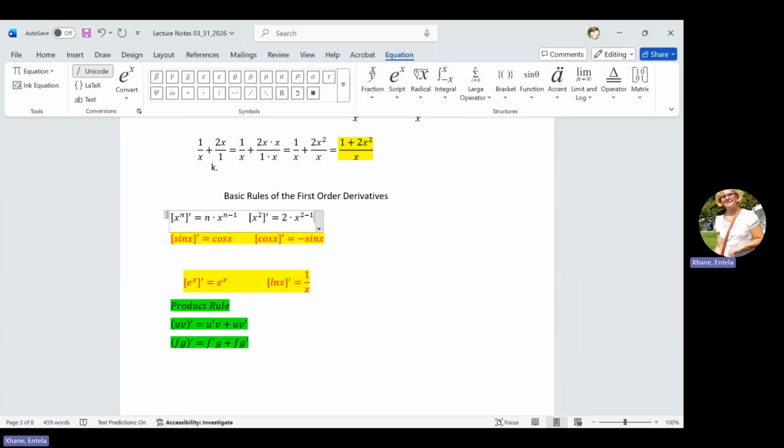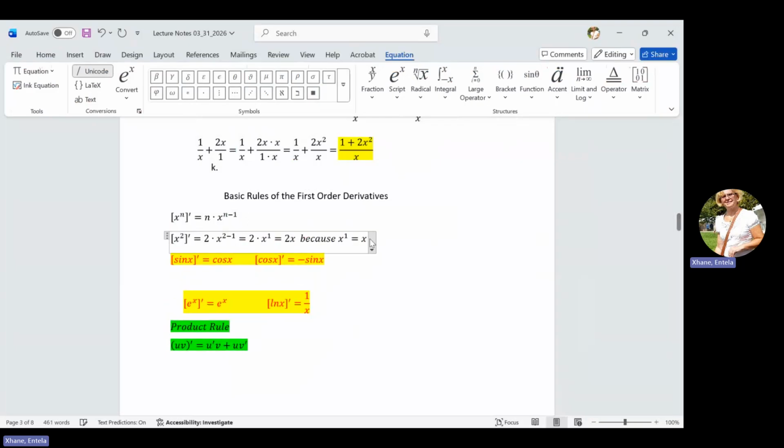So altogether, let me add an additional step. This is 2 times x to the power 1. And this is why this is a special case. It's going to be 2x, because x to the power 1 is just x. So this is one special case. Try to remember this. It's going to show up later on as special cases of the power rule.